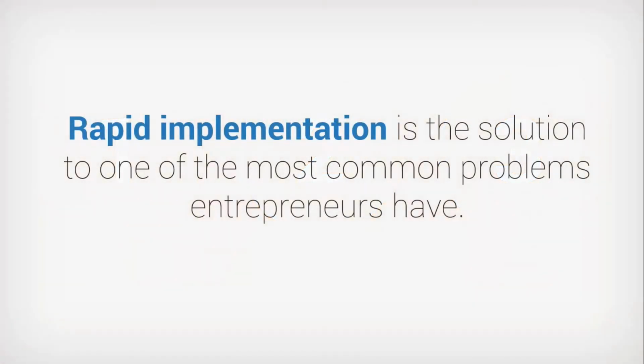So rapid implementation is actually the solution to one of the most common problems entrepreneurs have. One of the most common problems is procrastination via perfectionism, where someone says, okay, I want to build my list, and I'm going to create the perfect opt-in offer, and then I'm going to create the perfect opt-in form design, and I'm going to make the most amazing headline and the most amazing copy and so on.